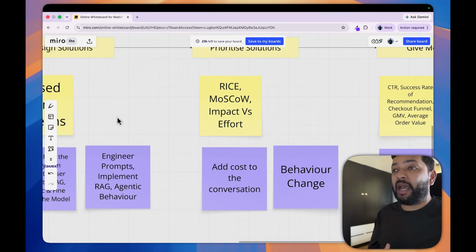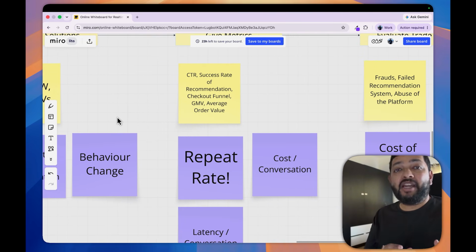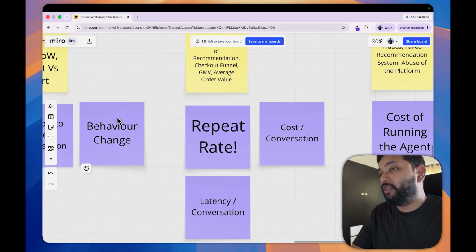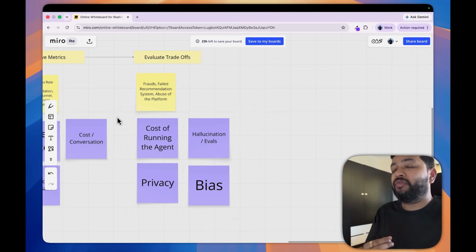When you prioritize based on impact and effort, but also the cost of running this entire operation, and also the fact that this leads to a big behavior change in your users, and can you build that? In metrics, repeat rate becomes extremely important. You spend a lot of time on the repeat rate, and of course the cost of the conversation and the latency. And then evaluation takes a whole new shape, right? Instead of just finishing it as a checkmark item, you spend time on the cost of running the agent, how you're going to write evals and reduce hallucination, how you're going to ensure privacy, and then how you're going to eliminate bias. So that is the changes that you need to make.